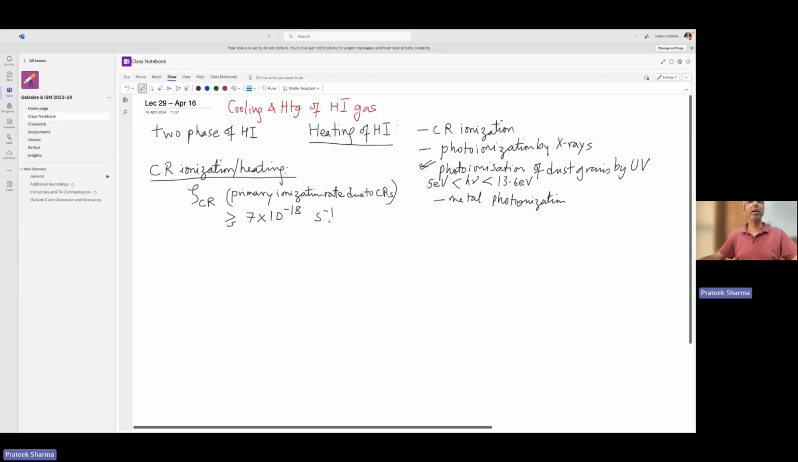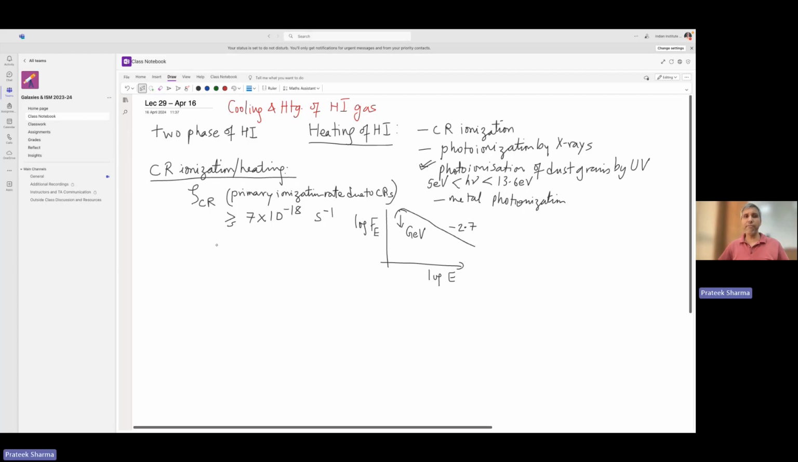And it's dominated by the lowest energy cosmic rays because number-wise, the cosmic rays at the lowest energies are the maximum. And also the cross sections are higher at lower energies. If you look at the cosmic ray spectrum in log space, log energy versus log of flux of cosmic rays, it peaks at around a GeV or a few hundred MeVs. These are the cosmic ray protons or ions which dominate ionization. The slope of this is roughly minus 2.7. Okay, so this is the ionization rate due to cosmic rays.